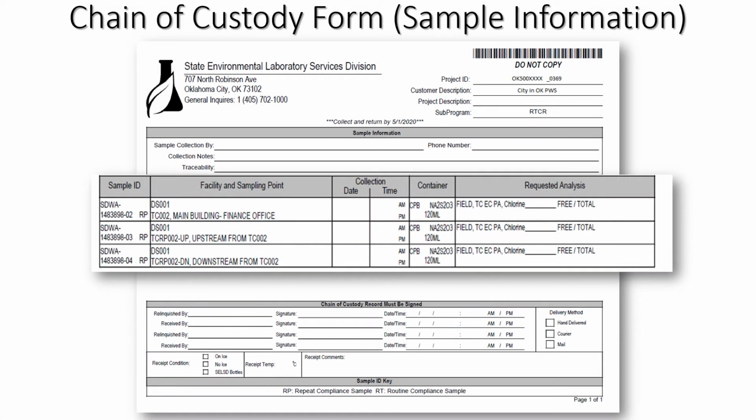As you collect your samples, fill in a line for each container that you collect. After you collect your container, fill in the date and time, circle AM or PM. For this example, a chlorine measurement should be provided if the system uses chlorination. Circle free or total chlorine as appropriate. If you do not chlorinate, leave this area blank.